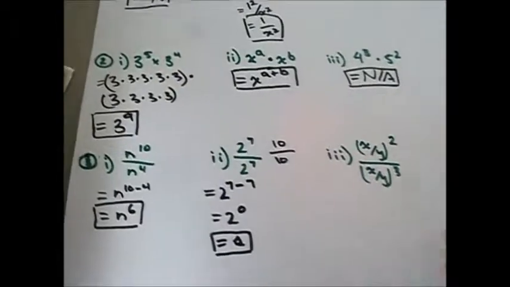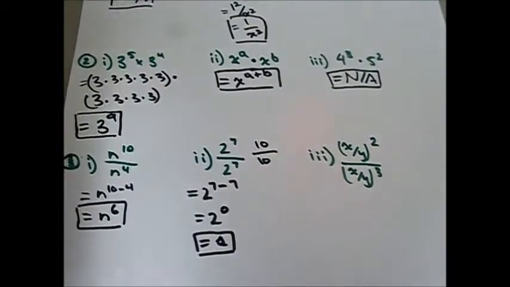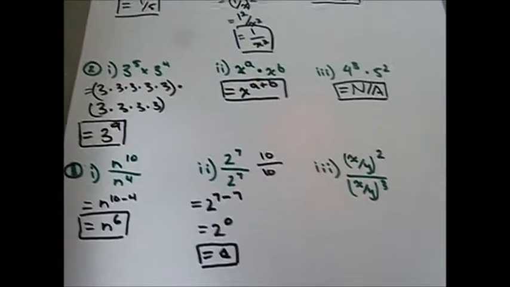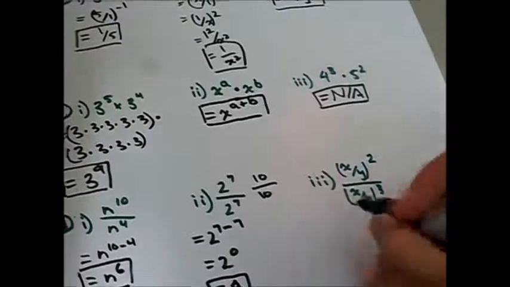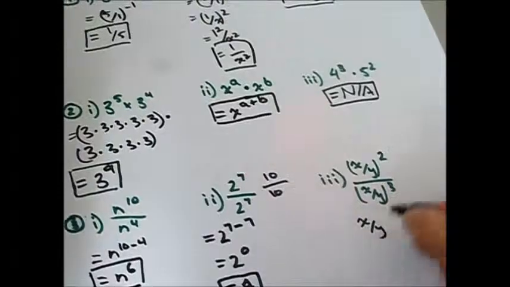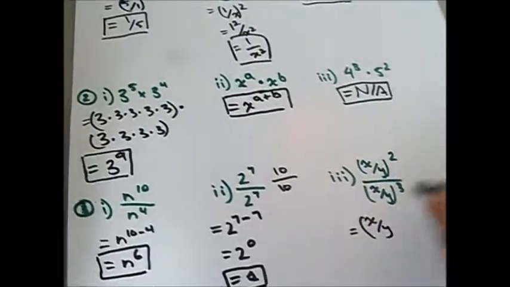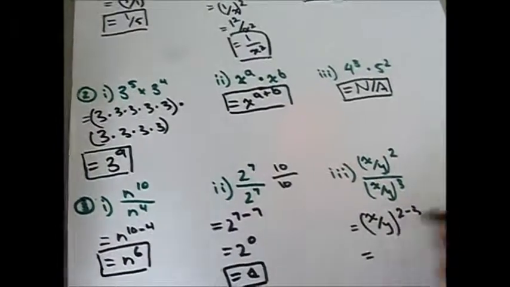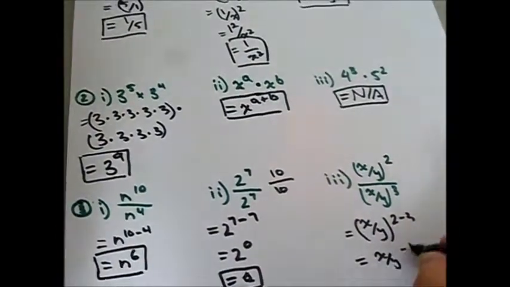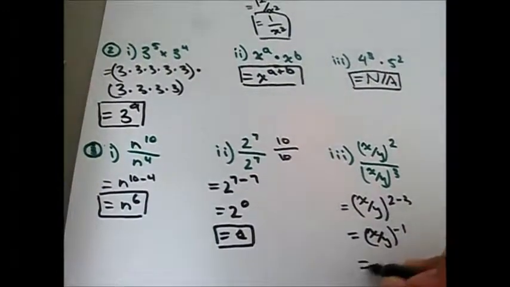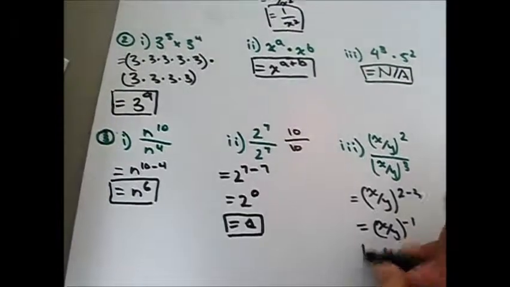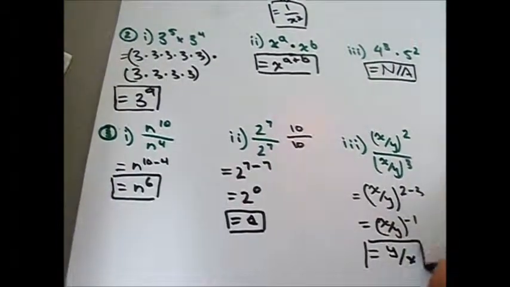Here's the tricky one. x over y to the power of 2, divided by x over y to the power of 3. So I'm going to write x over y here. We'll subtract the exponents, and you get x over y to the power of negative 1. And as we learned earlier, to get rid of the negative sign, we're just going to flip the fraction. So our final answer should be y over x.